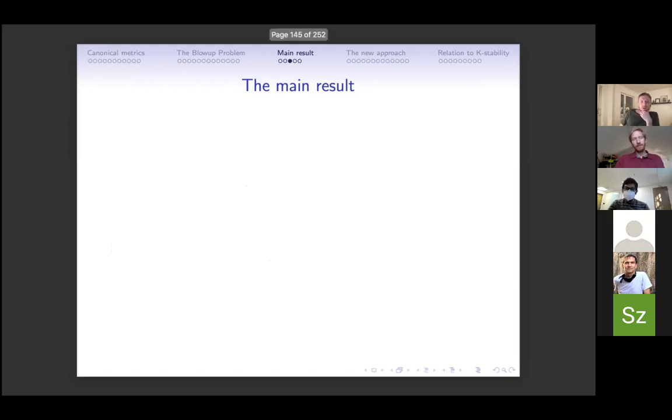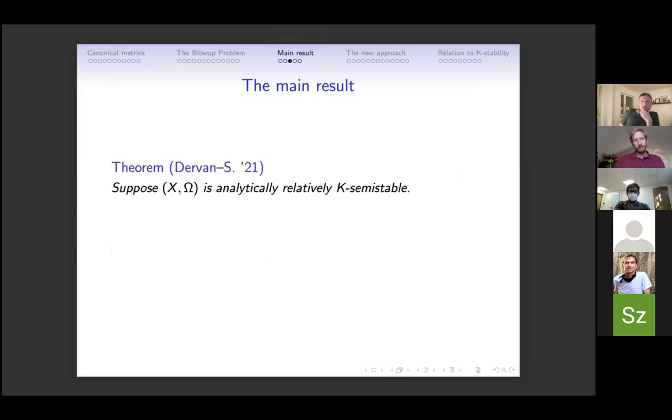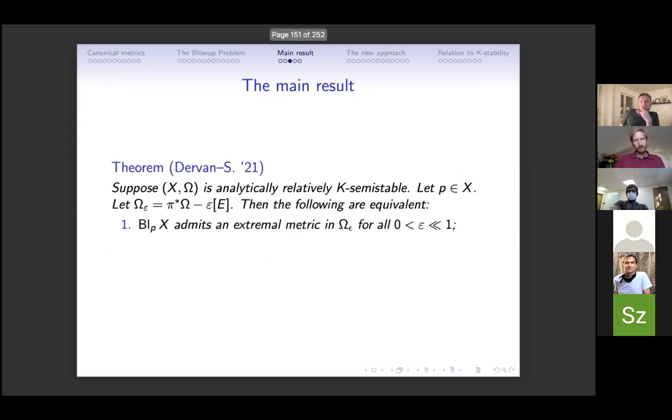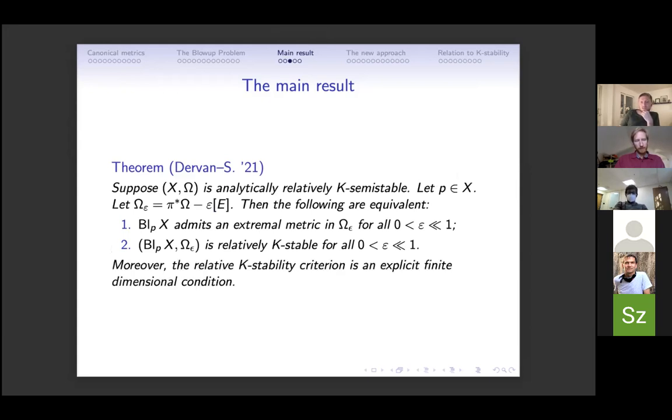Anyway, so the main result is that in those two cases, if (X, ω) is analytically relatively K-semistable, and you pick a point on X, and you consider the classes that we've been considering, then the existence of an extremal metric in these classes, where the volume of the exceptional divisor is really small, is precisely captured by this algebro-geometric criterion, relative K-stability. And moreover, this K-stability criterion is really an explicit finite-dimensional condition in this case. So it's precisely those type of test configurations that I was mentioning before.